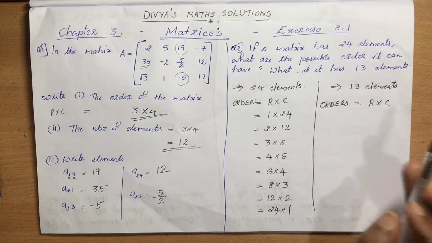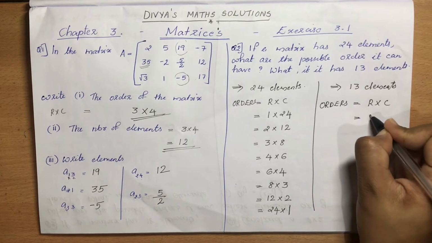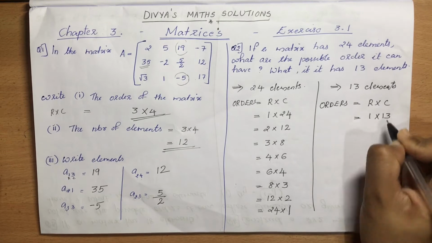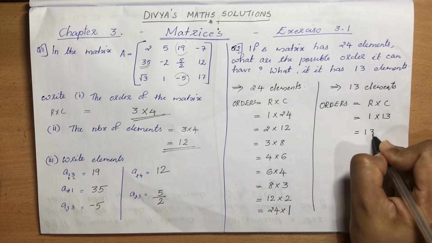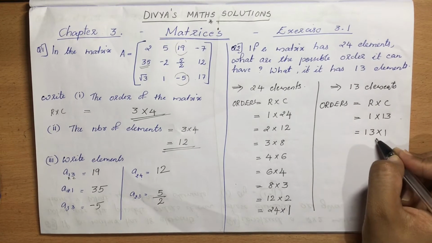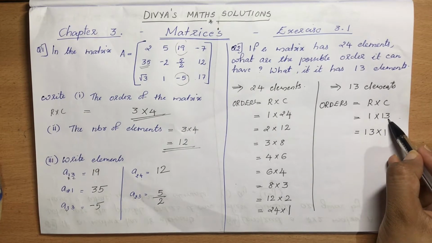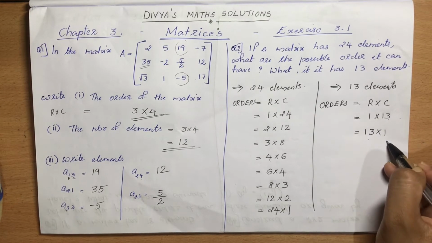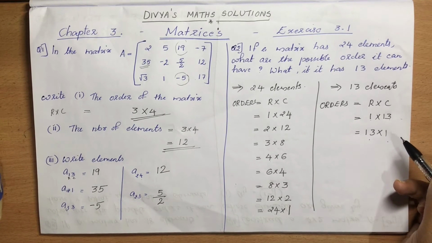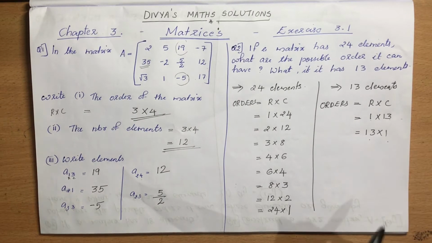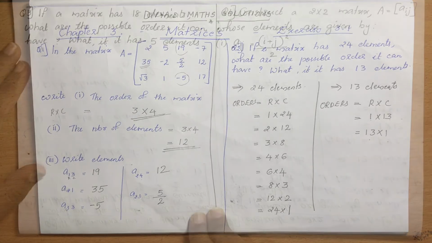So we can use the factors of 13. What are the factors of 13? 1 by 13 and 13 into 1. So 13 by 1 and 1 by 13. Number of rows 1, number of columns 13; number of rows 13, number of columns 1. There are only 2 possible orders. This is the answer.